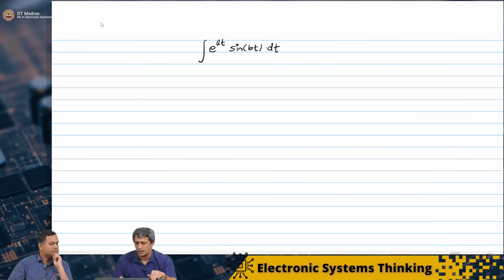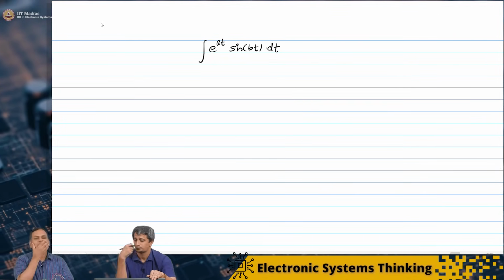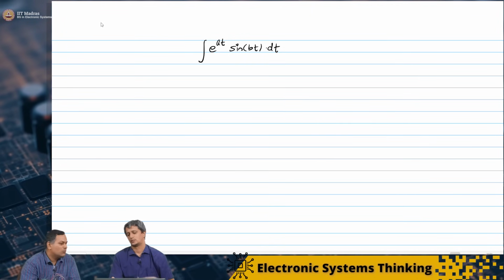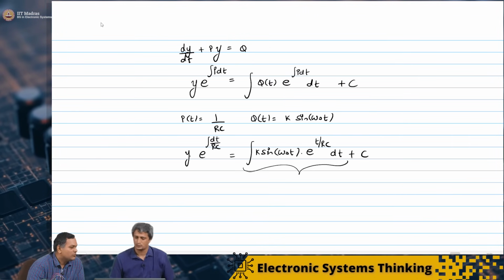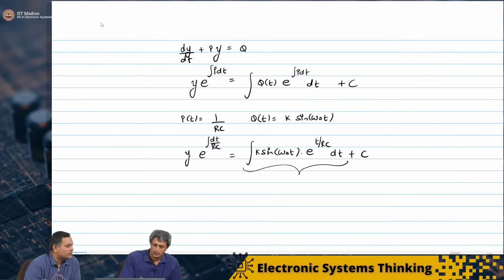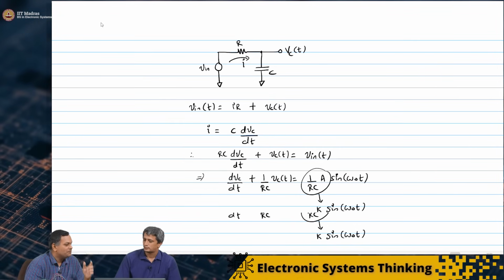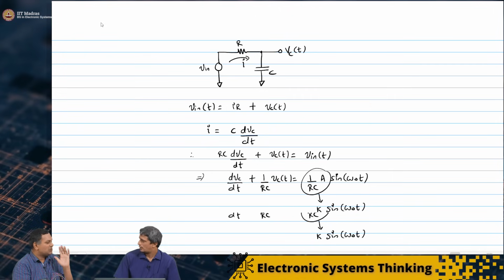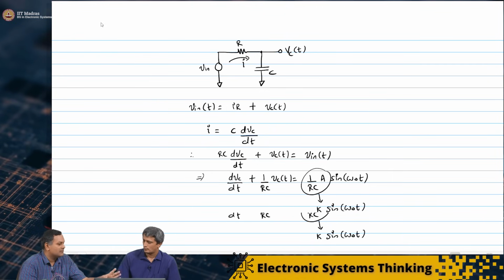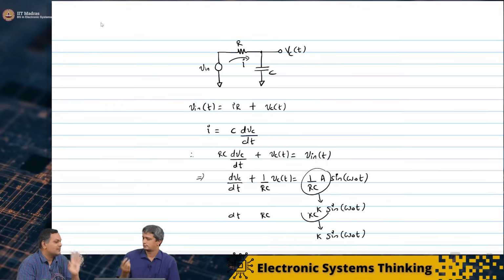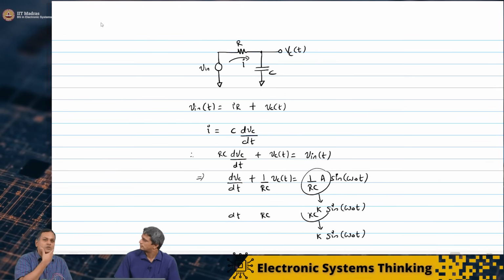So how do you suggest we solve this? Let me take a guess. Maybe you can go back to the differential equation, even the previous one with the sinusoid. You wrote it in this form: RC dVc by dt plus Vc of t is some a sine omega naught t. I'm going to take a guess.